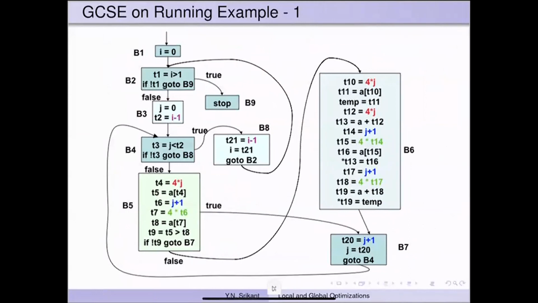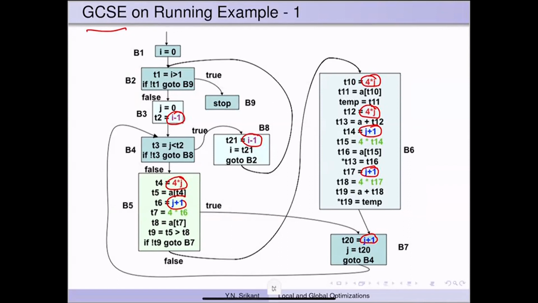Here is our large example, which gives a lot of chances for code improvement, especially GCSE and copy propagation. I minus 1, I minus 1. Two common subexpressions here. 4 star j, 4 star j, 4 star j. Two more here. Then j plus 1, j plus 1, j plus 1, j plus 1. Four possibilities for j plus 1. So there are more in green. 4 star T6 will also become a common subexpression after copy propagation.